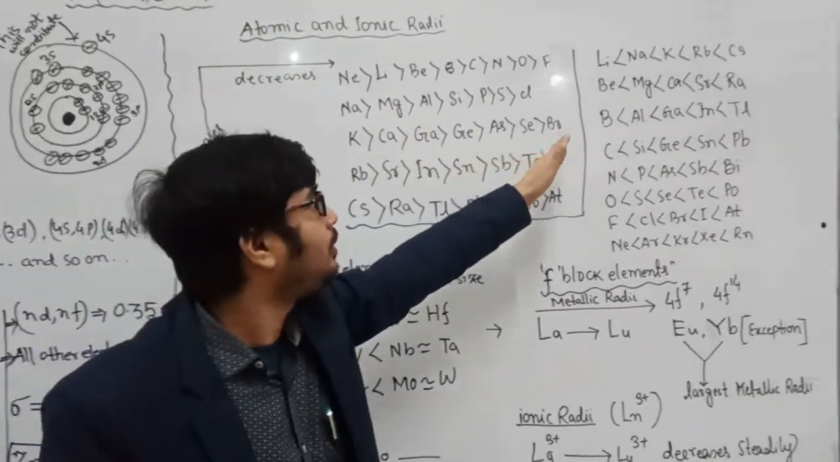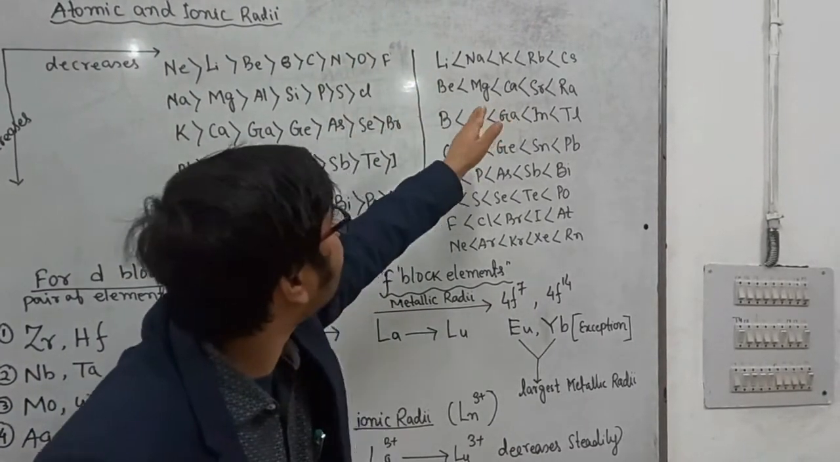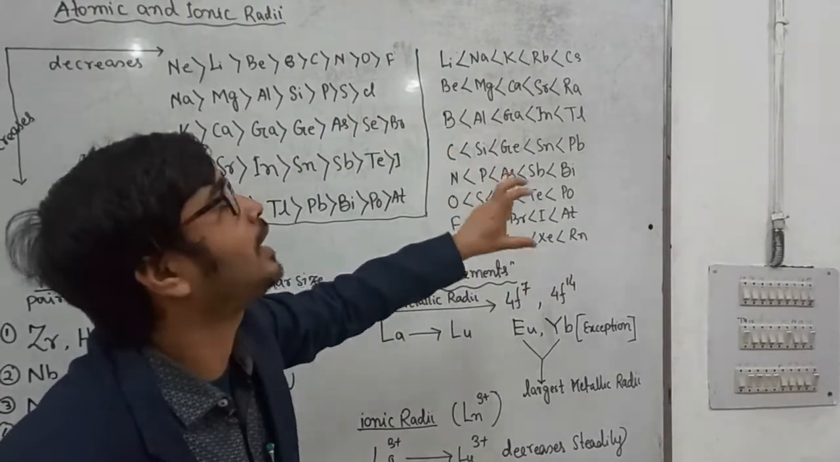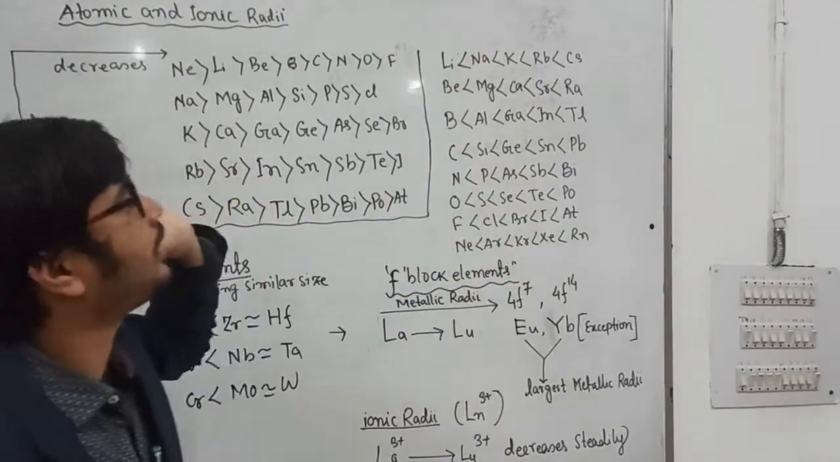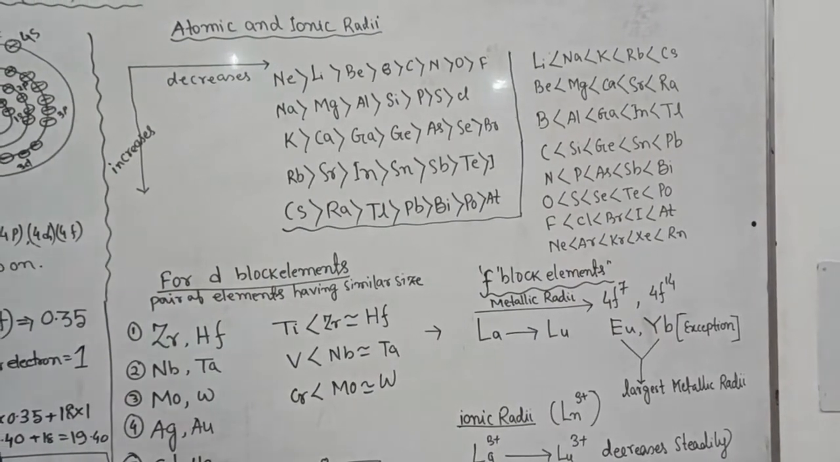Now in a group, again the radii increase. That means cesium has the highest atomic radii as well as ionic radii, and lithium has the lowest. Same as the case for all the other groups. So there is no such discrepancy, and there is no exception.